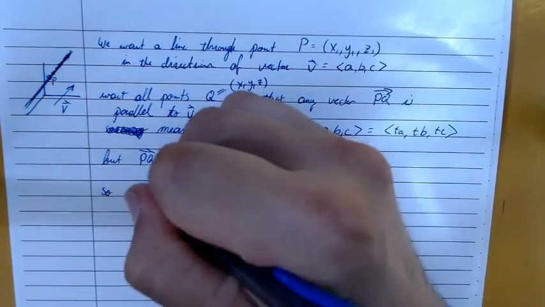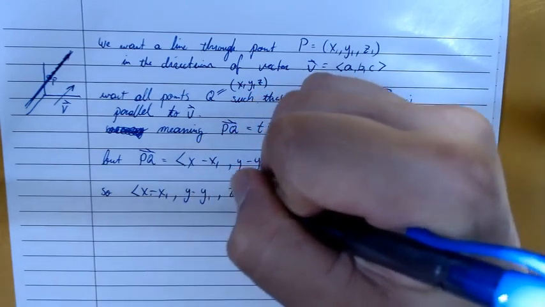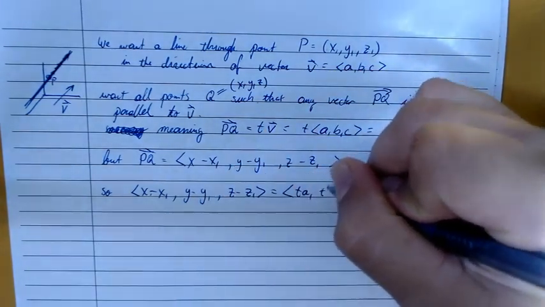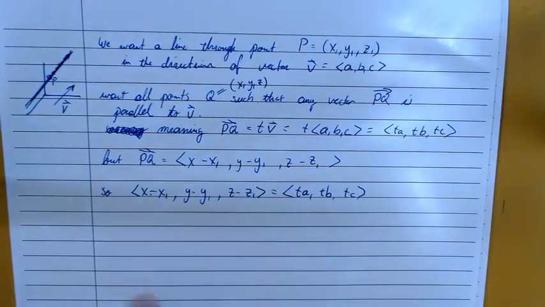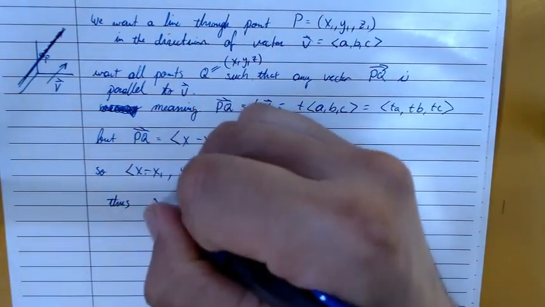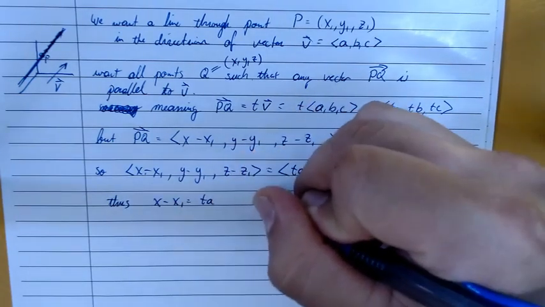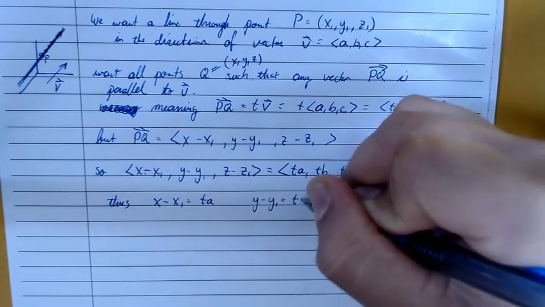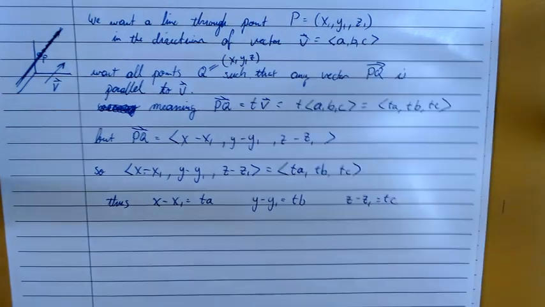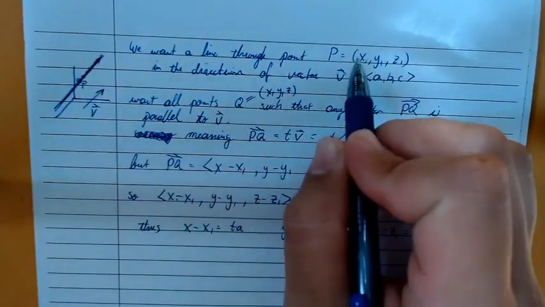So that means that the vector x minus x1, comma y minus y1, comma z minus z1 is equal to the vector TA, comma TB, comma TC. But for two vectors to be equal, that means their components are equal. Thus, we have x minus x1 equals TA, y minus y1 equals TB, and z minus z1 equals TC. Here we can go ahead and solve for x, y, and z because after all, the x, y, and z are the things we don't know.